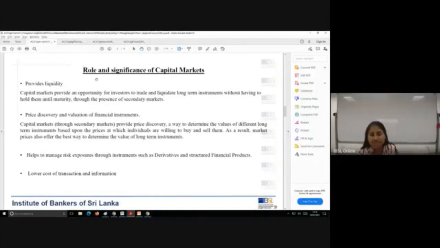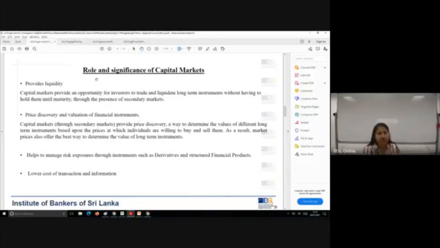Then you have helps to manage risk exposures through investments such as derivatives and structured financial products. These are topics that you are going to learn. After debt capital, we will move into equity, and then you will have derivative and structured financial products. Even those of longer tenure are available in the capital market for you to manage your risk exposures. If you want to curtail the risk that you face, you can opt for these products. We saw in money market also, it allowed you to manage your risk exposure. In capital markets, that's going to happen through specific instruments.